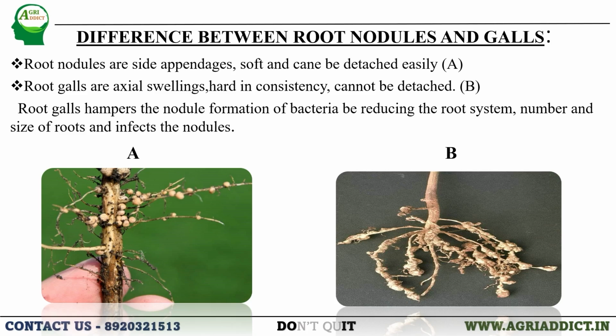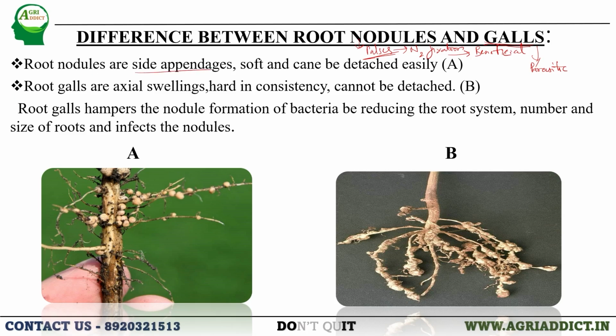Now let us know the difference between root nodules and galls. Root nodules are present in the root system mostly of pulse crops, where they are involved in nitrogen fixation. Formation of root nodules is beneficial in nature as it is fixing nitrogen, whereas the formation of galls, that is knots, is parasitic in nature as it is impairing the vascular tissue, thus disrupting the plant system.